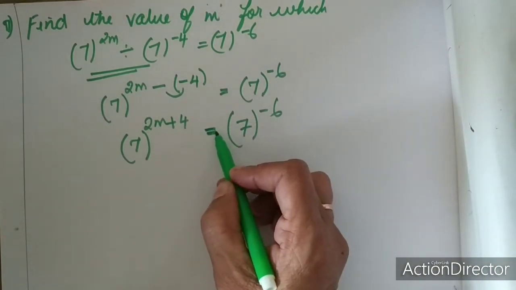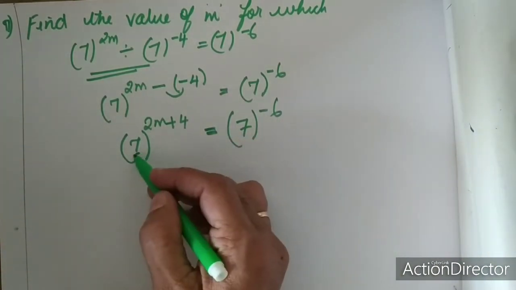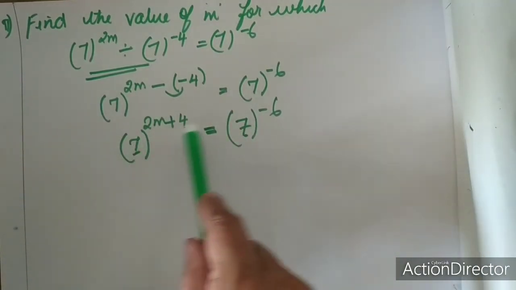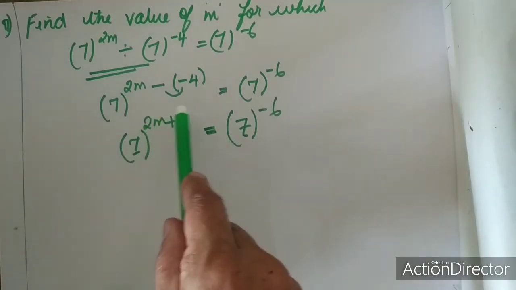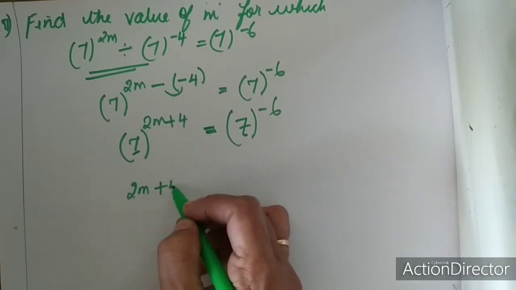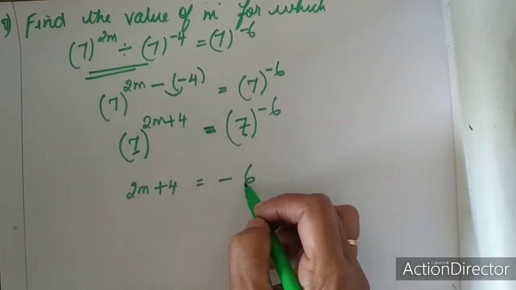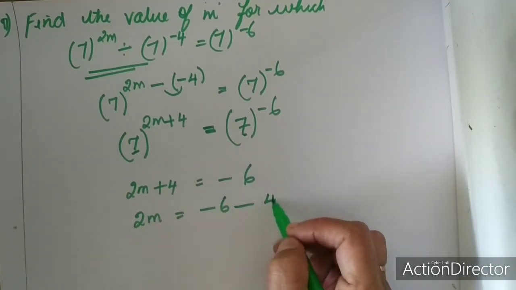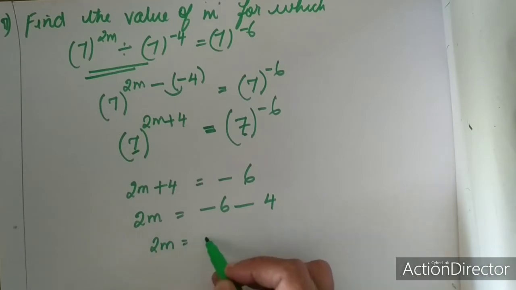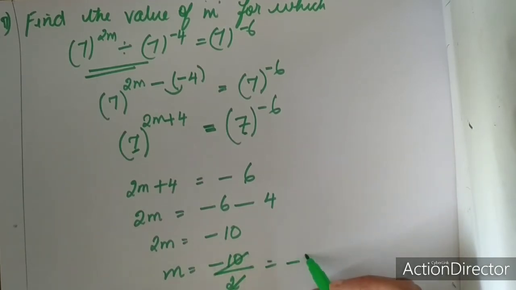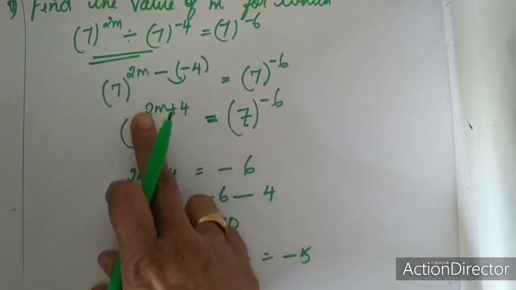Since there is an equal to sign and the bases are the same over here, we can equate the powers. So you write 2m plus 4 equal to minus 6. 2m is equal to minus 6 minus 4. 2m is equal to minus 10, or m will be equal to minus 10 upon 2, which is equal to minus 5. Here you have to remember this one step only.